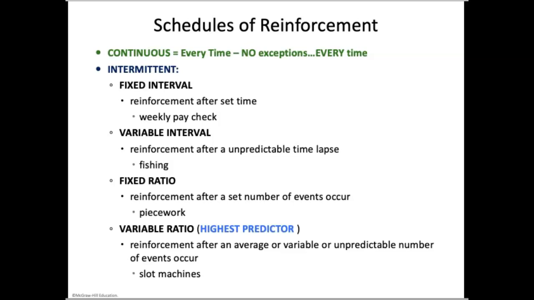And then variable ratio, which would be the highest predictor, would be reinforcement after an average or variable or unpredictable number of events occur. The slot machine in a casino is a good example, as it doesn't pay out the same amount every time. It's very unpredictable what you might get every time you pull the lever.